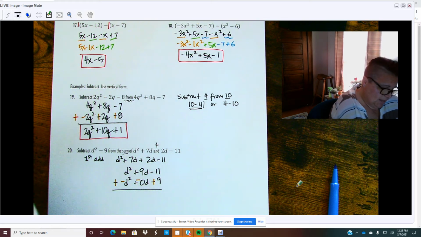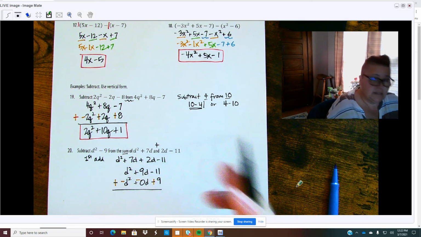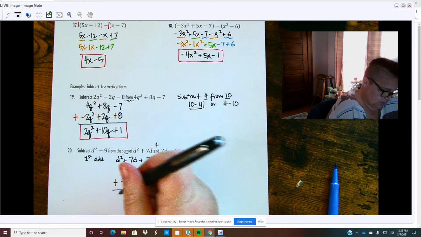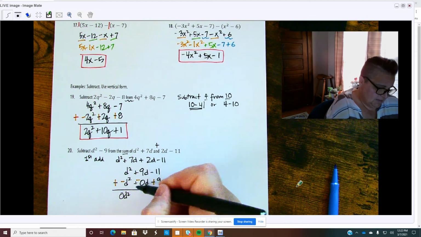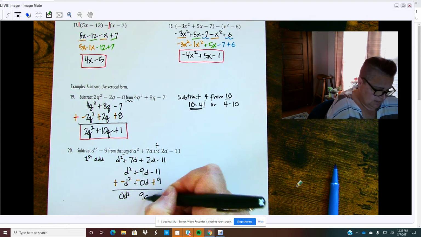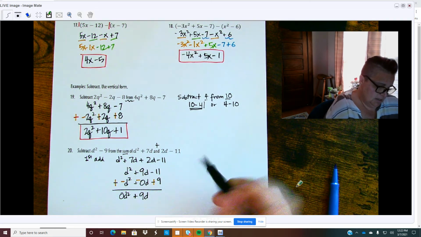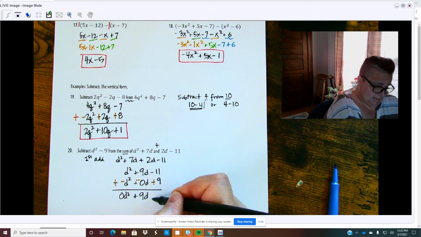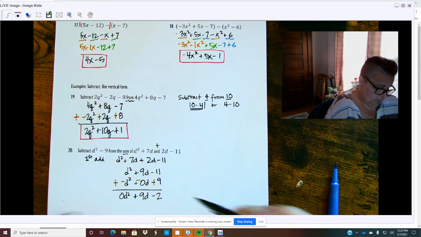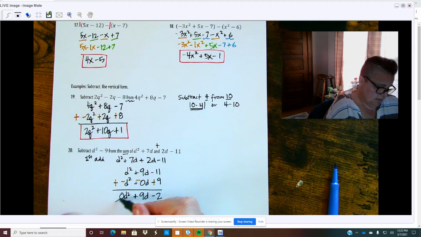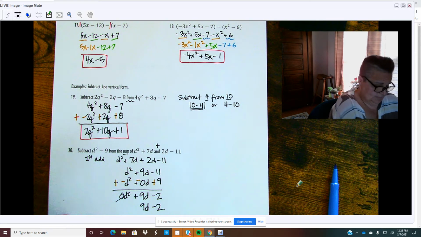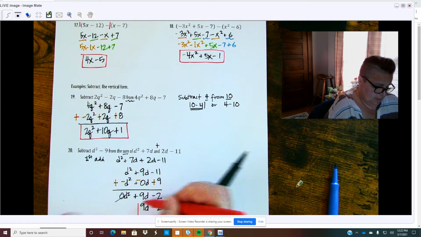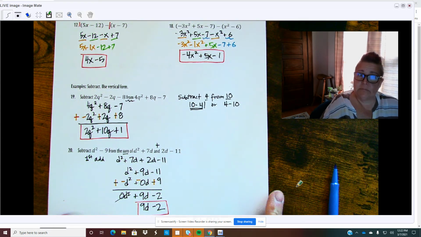And then when I add them, I have a d squared minus d squared gone. So that's 0d squareds. Then I have a 9d minus 0. That's 9d plus. And then I have a negative 11 plus 9, which is a minus 2. So I don't need this. 9d minus 2. Done.